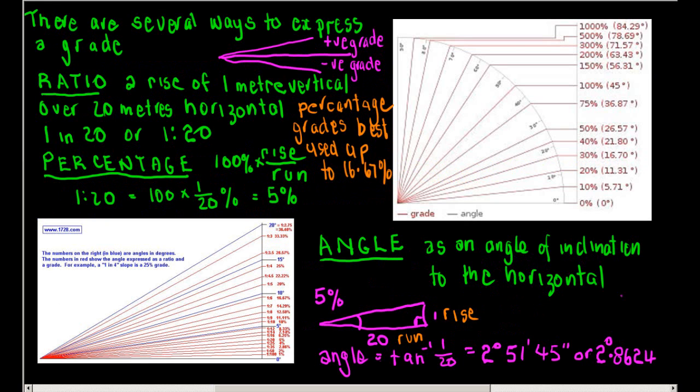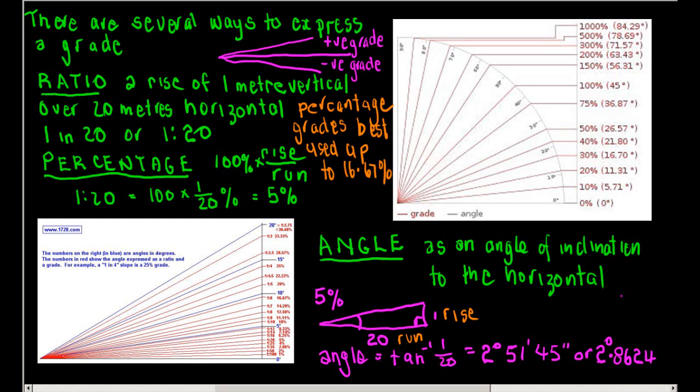So moving on. There are several ways that we can express a grade. Note they are positive or negative, elevation or depression. One of the main ways is the ratio. A rise of 1 metre vertical over 20 metres horizontal, 1 in 20 or 1 to 20. They're expressed either way depending on how you roll. Generally the ratio starts with a 1 and they are dimensionless, so while it could be 1 metre in 20 metres, it could equally be 1 millimetre in 20 millimetres or 1 kilometre in 20 kilometres.